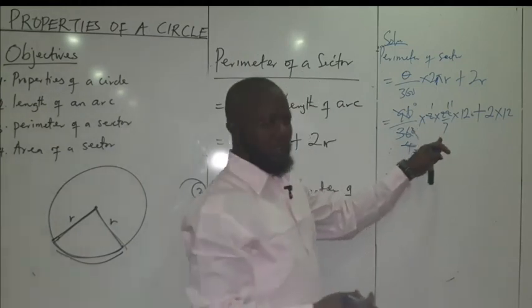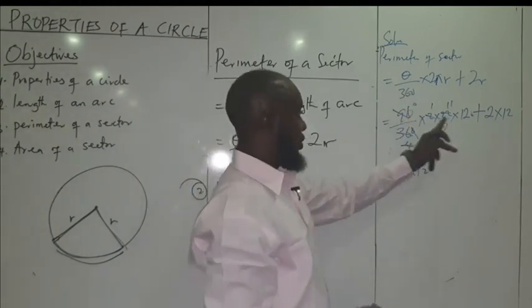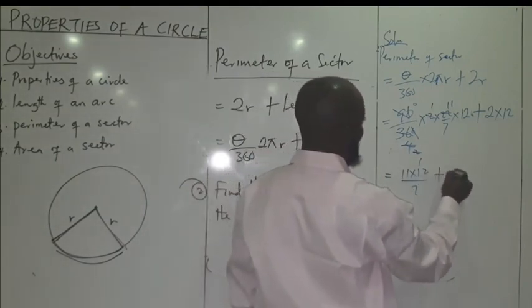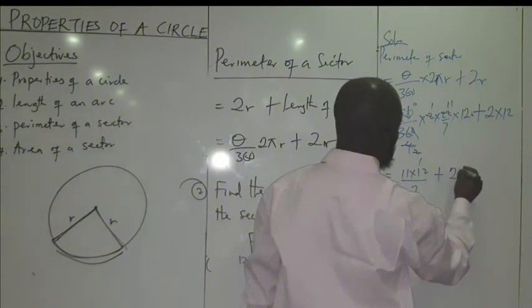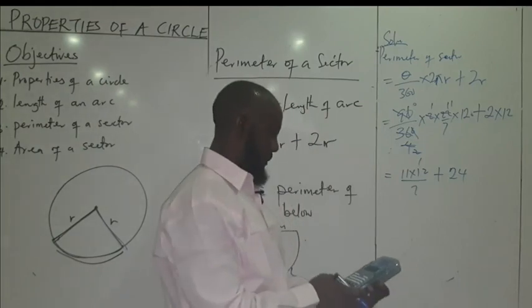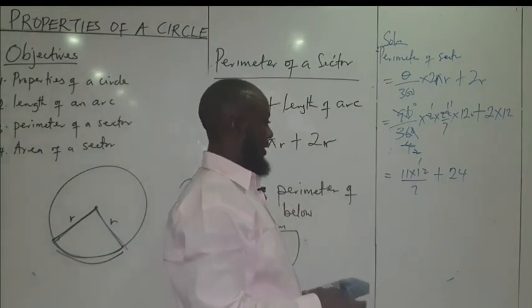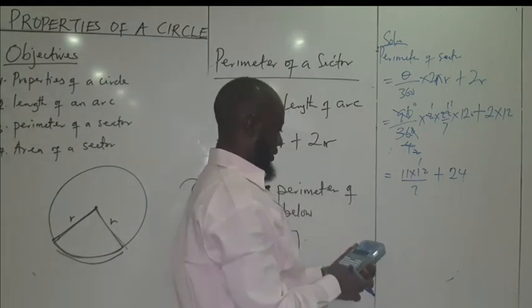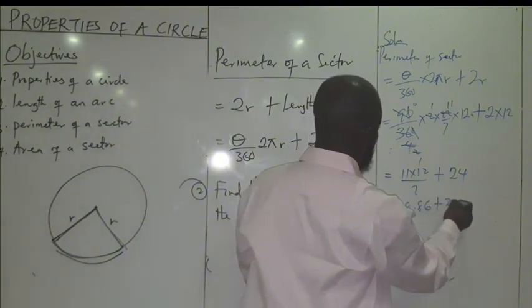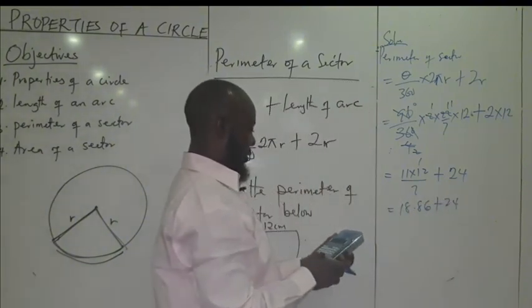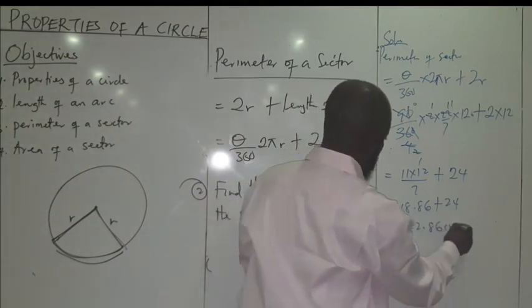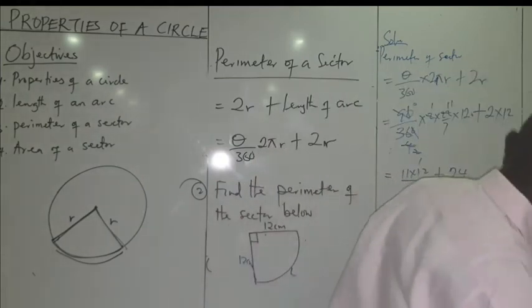And it's not necessary for you to cut this. You can use your calculator to calculate the space. But make sure that you are not adding this one straight. So divided by 7 plus 2 times 12, that's going to be 24. Alright? So we use this one. Calculate this: 11 times 12, that's 132. 132 divided by 7 gives us 18.86 plus 24, that gives 42.86 centimeters. So I'm leaving it in 2 decimal places.